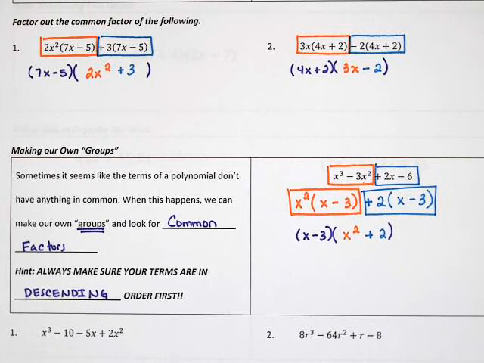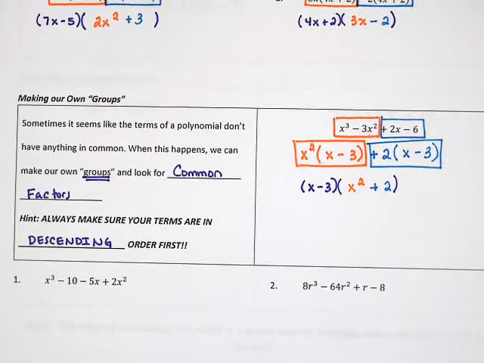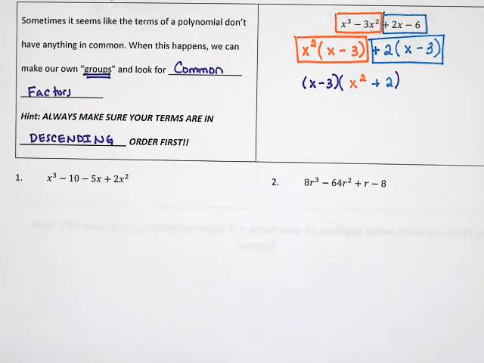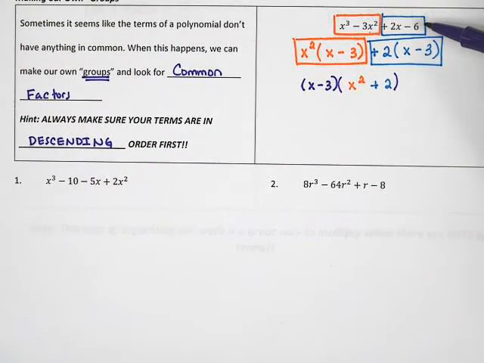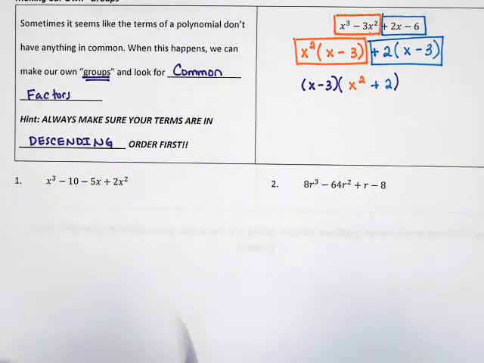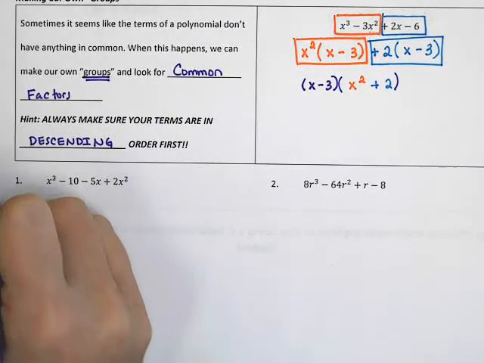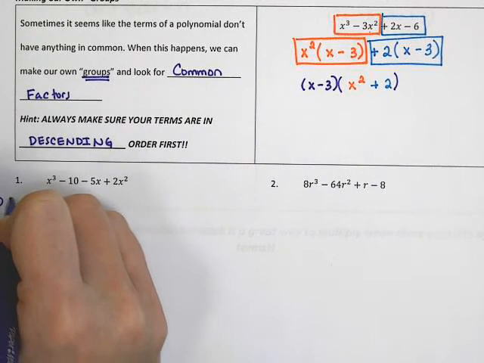Now we call this factoring by grouping because we're putting things into groups to make common factors easier to find. Let's take a look at number 1 here. Now in this problem, again, we need to start by putting our terms in descending order. We were really lucky this time, because I made this example purposefully to work this way, that this one was already in descending order, but this one is not. So the first step is going to be to rewrite it into descending order.